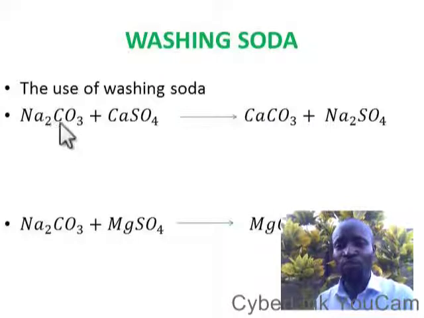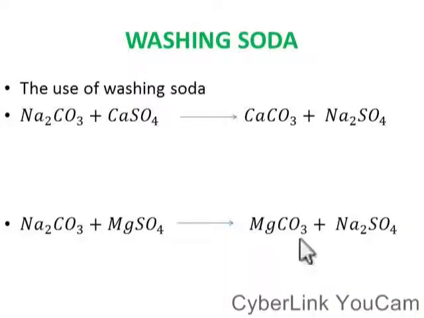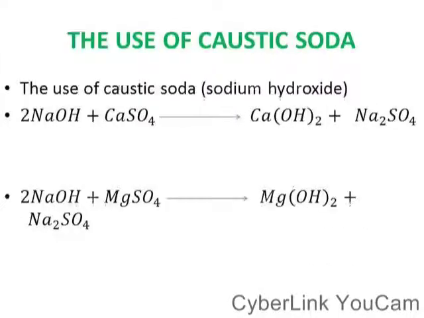So it's sodium carbonate plus this. There will be a replacement reaction here. Now the calcium will come here to become calcium carbonate, and the sodium comes here, it becomes sodium sulfate, Na2SO4. And view the detail here. The same thing happens to magnesium sulfate reacting with washing soda to give this reaction. That is the first one. Now we'll move on to the second one.